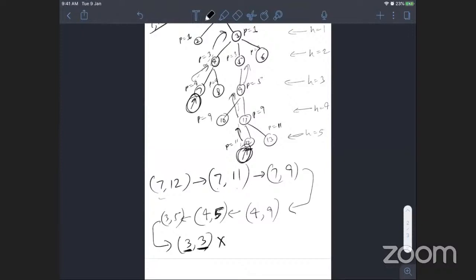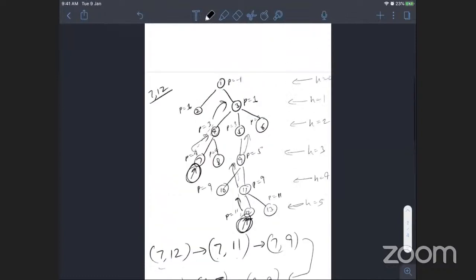At any of the previous stages, both the nodes never became equal, so you would never stop. The terminating condition for this algorithm is that both the nodes became equal. Once both the nodes became equal, this is the LCA. So 3 is the LCA, that's it. 3 is the lowest common ancestor.